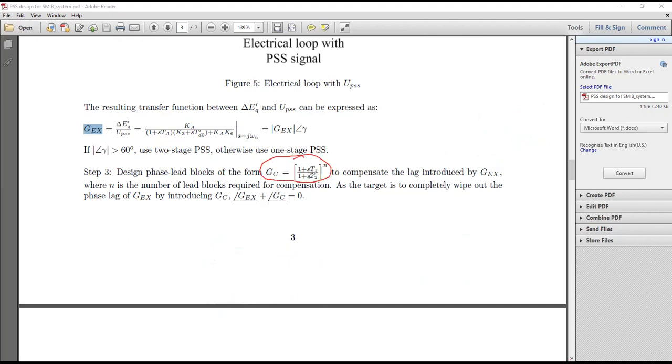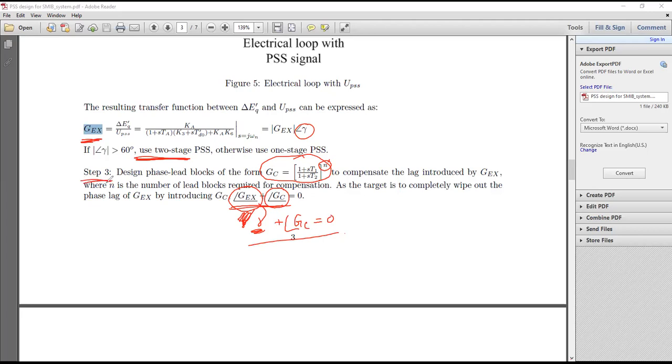So that is (1 + sT1) divided by (1 + sT2). This is the lead-lag block, the generic representation for any lead-lag block. And N represents the number of stages, how many stages you are actually looking for. And the target is to completely wipe out the phase lag produced at the transfer function GEX. So whatever lead you are going to design through GC, that should wipe out the GEX lag, that is gamma. So this is gamma, and the angle of GC should be 0.